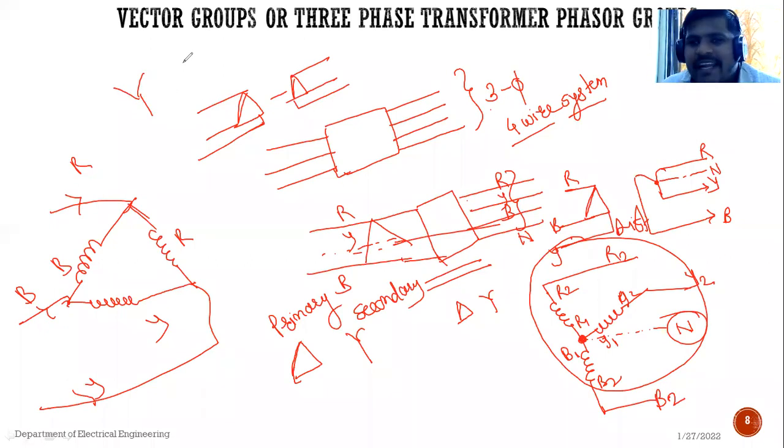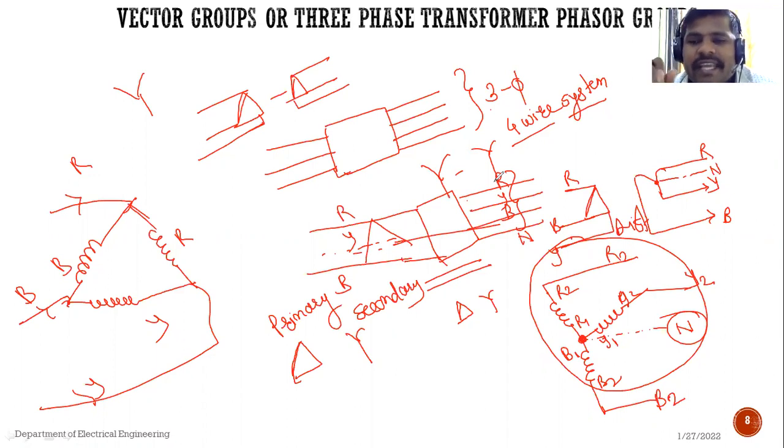Similarly, some points require a star star. That means the primary side also requires a neutral connection, and the secondary side also requires a neutral connection, so that I am able to connect the transformer in the star star connection. Primary is connected in star, secondary is also connected in star. Primary पण स्टार मध्ये कनेक्ट करायचे, secondary पण स्टार मध्ये कनेक्ट करायचे.